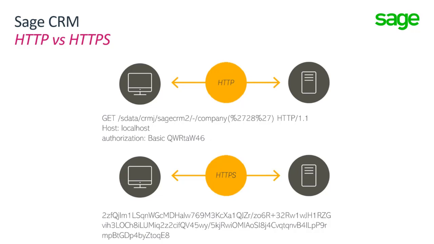Now, looking at our diagram, we can see that over HTTP, the transport is in plain text and any data can be read and decoded. Over HTTPS, the data is encrypted and protected. The recommendation is that for Sage CRM on any public-facing servers, the communication should be on HTTPS.